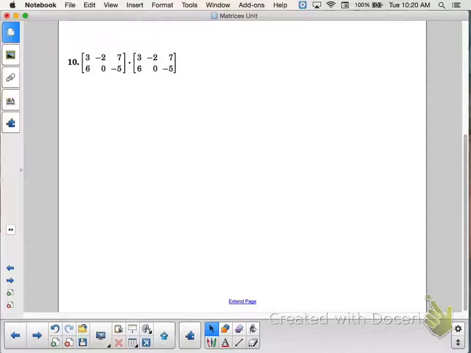Just double checking. So making sure that the columns of the first matrix, I have 3 there, match the rows of my second matrix. Well, I have 3 columns and I have 2 rows, so those don't match, so I can't multiply those matrices together. Always the first step, because I don't want you guys to draw everything out, try to multiply them, and then discover that you can't and have done all that work.